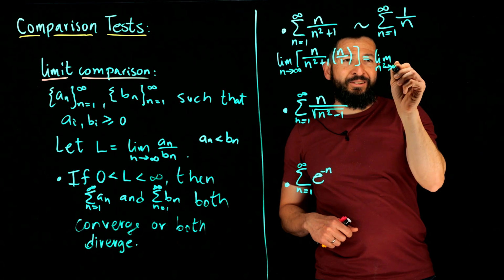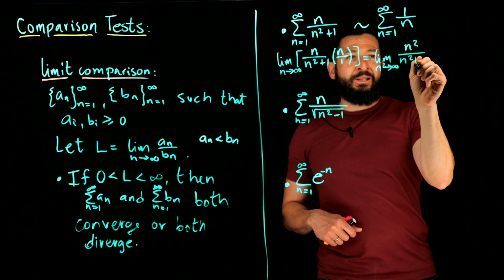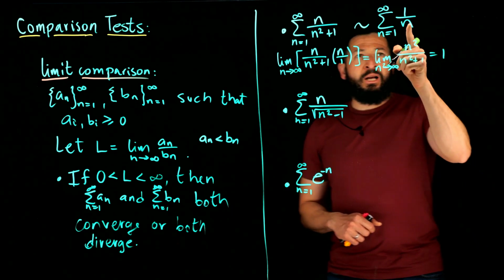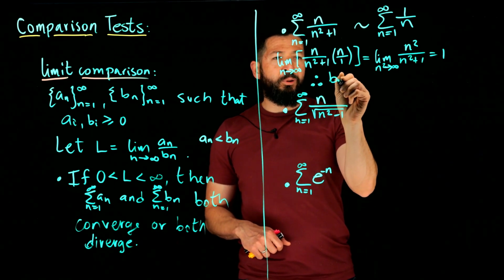N goes to infinity. Sorry about that. I'm going to have n squared over n squared plus 1. And the limit is 1, which is not 0. And it's not infinity. But I know this one diverges. So I know both diverge. Both series diverge.